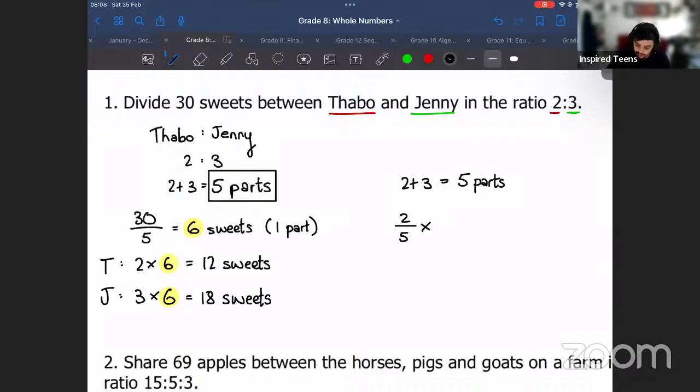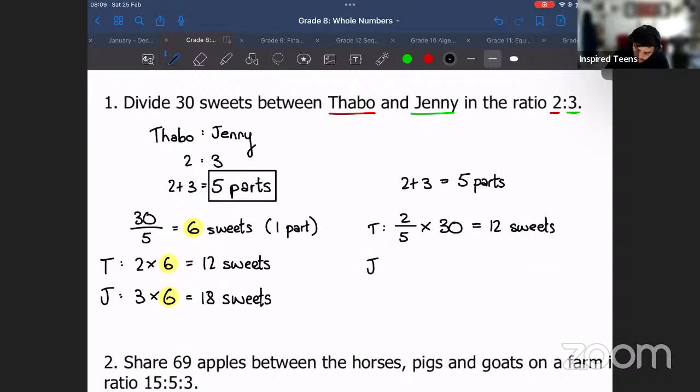All right, so now we've expressed Thabo's ratio of sweets as a fraction. Thabo takes 2/5 of the entire sweet package, right? So it's 2 over 5 times 30, and that would give us 12 directly.